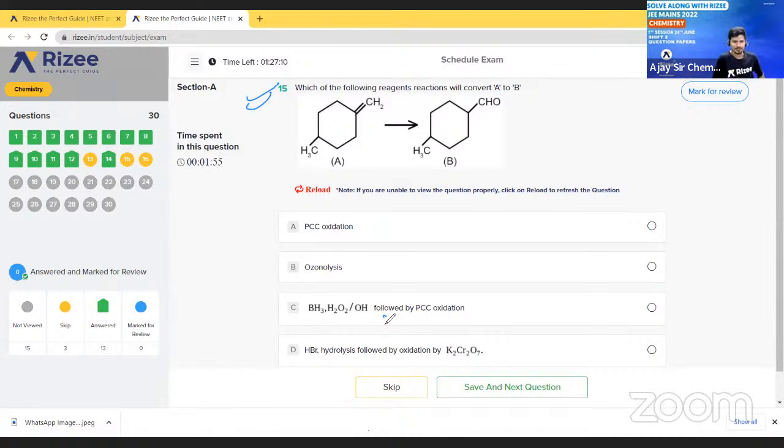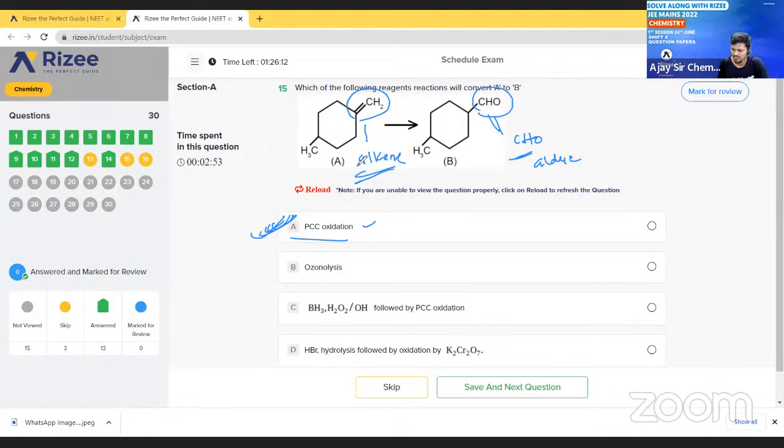So tell me what is the correct option. See here, very simple. First they have given, in the question they said that this is an alkene, a double bond means alkene. So the alkene is going to convert to CHO, which is nothing but an aldehyde. So let me check the first option, PCC oxidation.